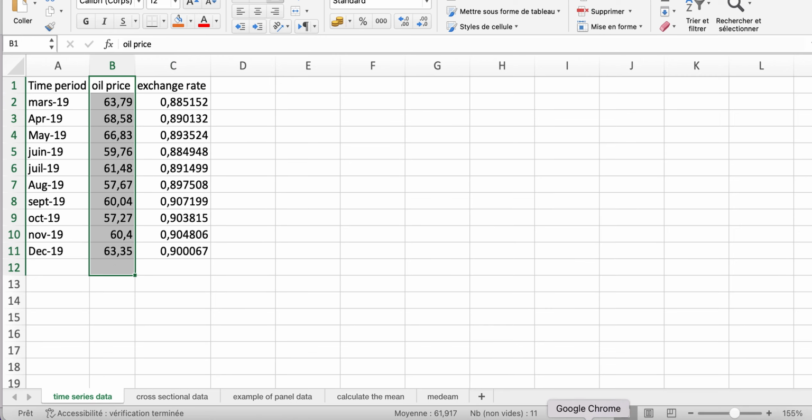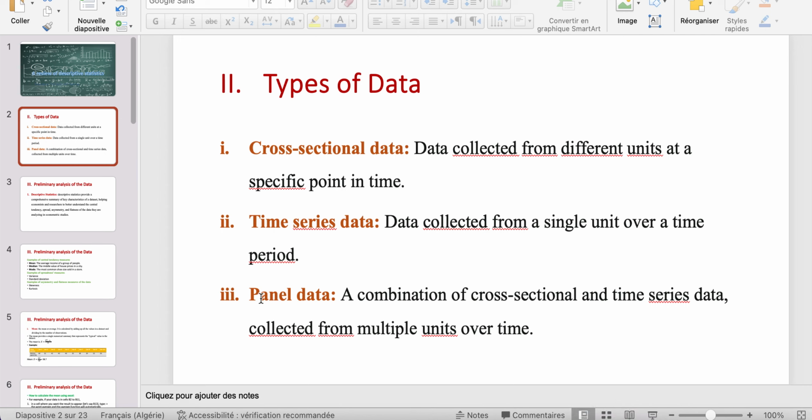Okay, so let's move to the third type. The third type is panel data. The panel data is the combination of cross-sectional and time series data. This data is collected from different sections, from multiple units, and from different points in time.